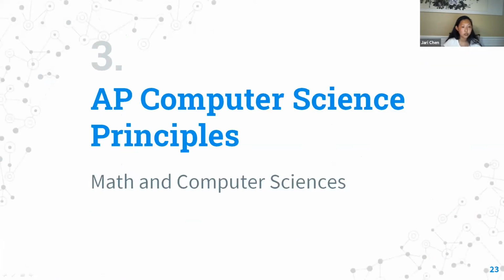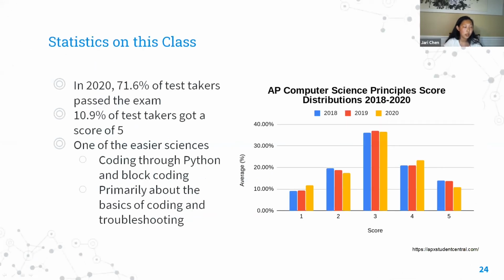So now on to AP Computer Science Principles. It is a part of the Math and Computer Science section. Okay, so in 2020, 71.6% of test takers passed the exam, and 10.9% of test takers got a score of 5. So this is one of the easier classes in the science category.